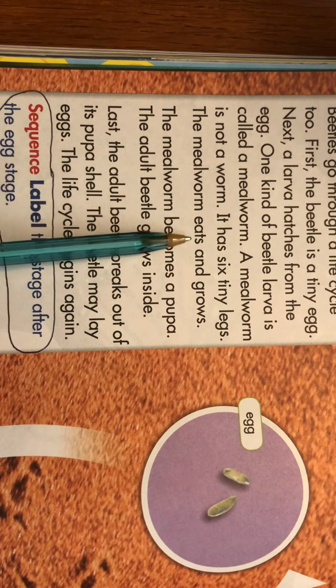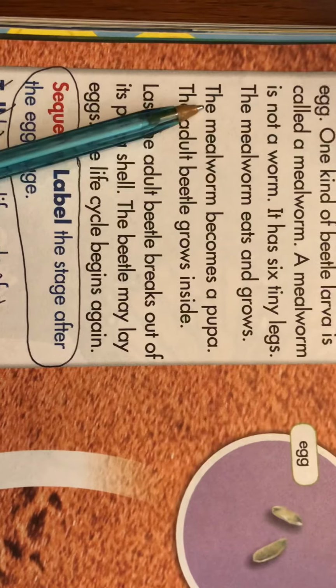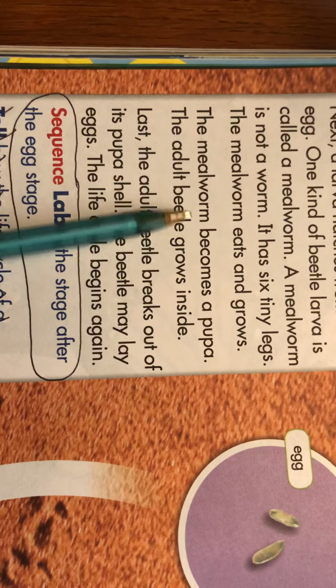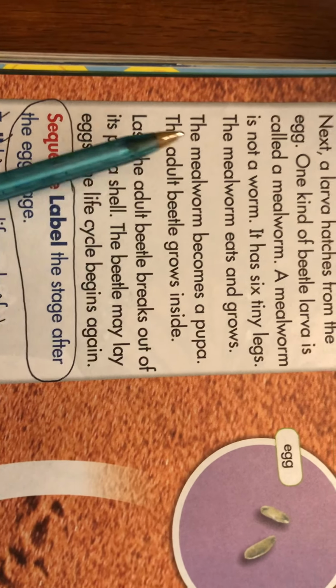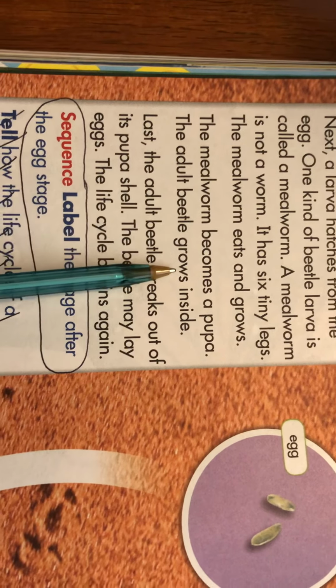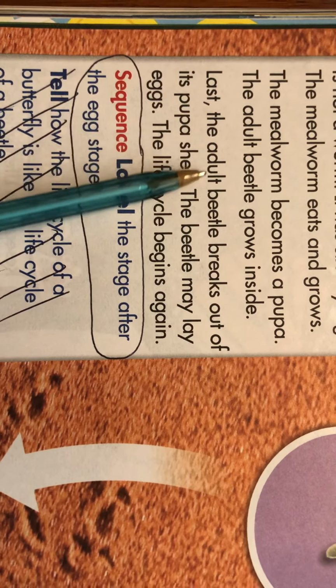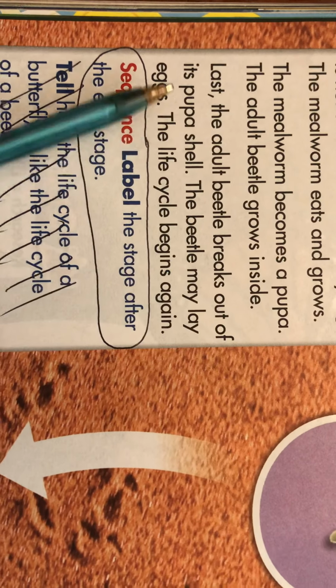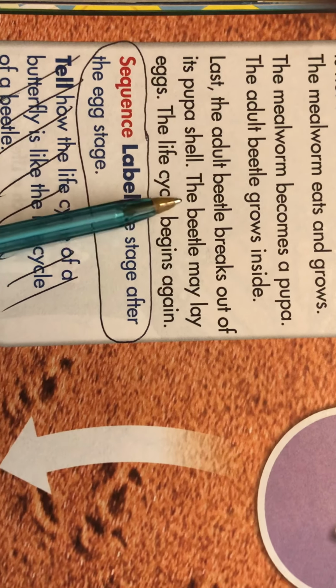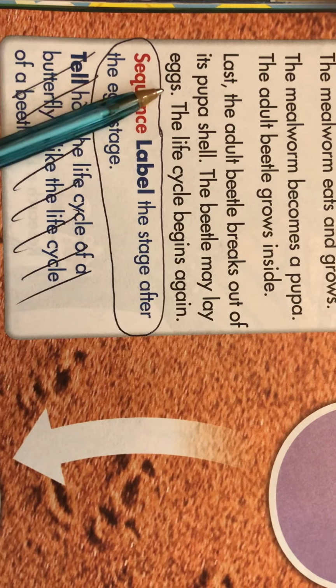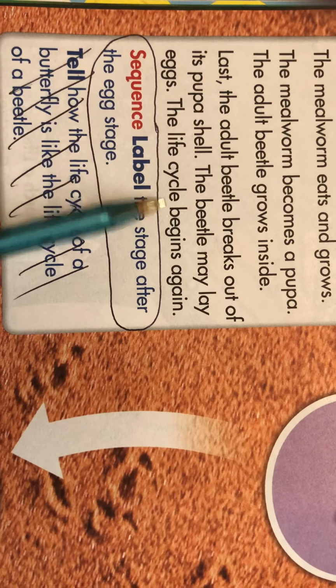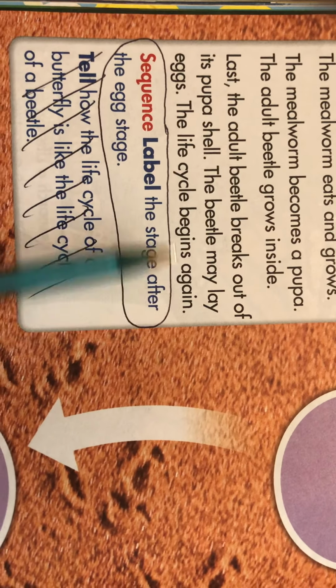The mealworm eats and grows. The mealworm becomes a pupa. The adult beetle grows inside. Last, the adult beetle breaks out of its pupa shell. The beetle may lay eggs. The life cycle begins again.